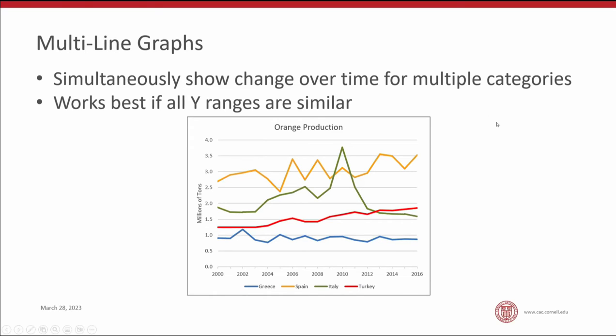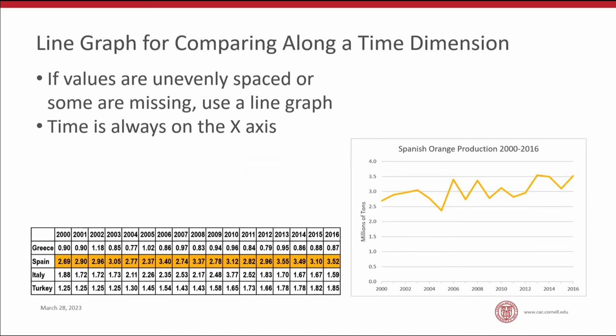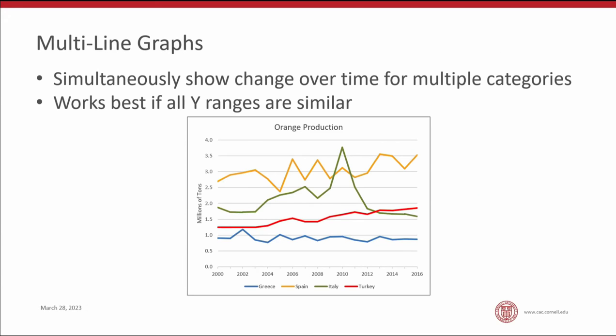So if you remember that chart, let's go back, we had 4 rows of data. We can show all 4 of those at one time if we give each country a color, and that's what's been done here. This works well if all of the Y ranges are very similar. If you have one row of data that's 10 times as high as everything else, it's going to compress those other ones all down into, they'll just look like flat lines down at the bottom of your chart, and so it doesn't work so well there.